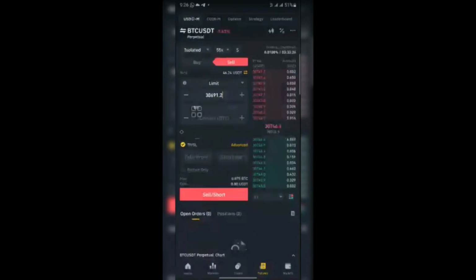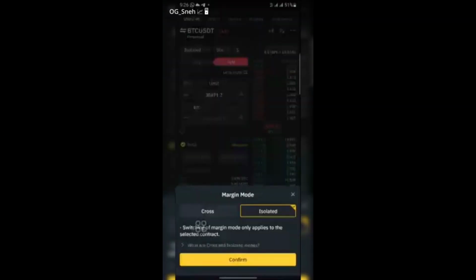This is modes. So which mode do you want to go with? We have two types of mode in leverage trading, futures trading, or derivative trading. You can use either an isolated mode or a cross mode. Isolated mode or cross mode. Now, what's the difference between an isolated mode and a cross mode?